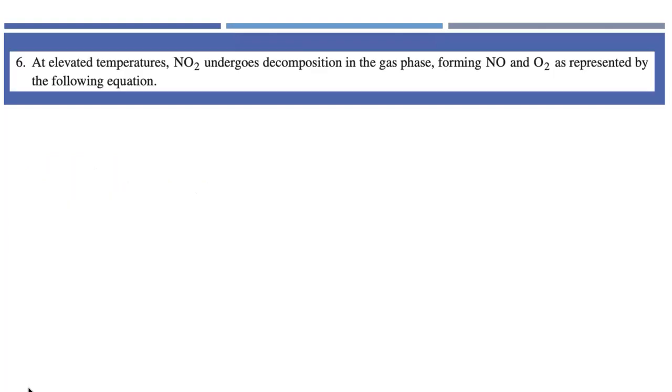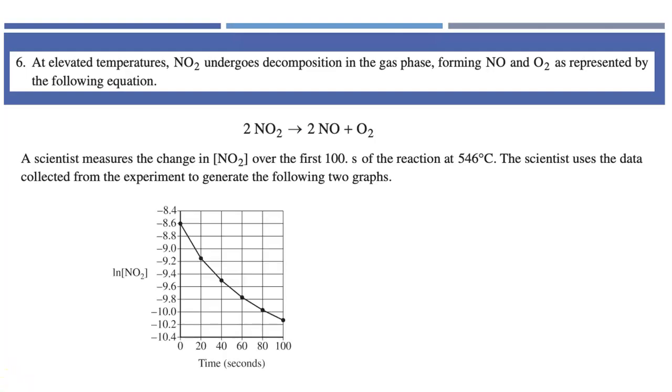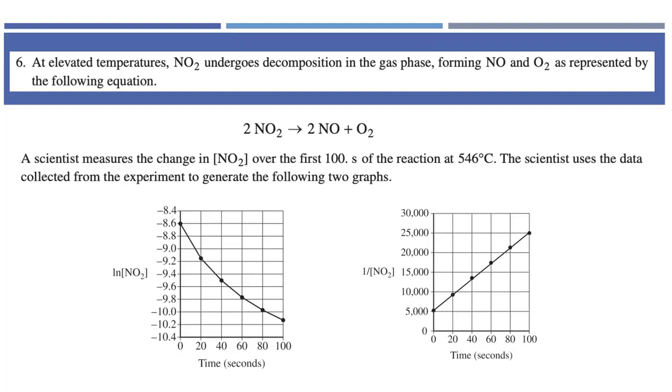At elevated temperatures, nitrogen dioxide undergoes decomposition in the gas phase, forming nitrogen monoxide and oxygen gas as represented by this equation. A scientist measures the change in the molarity of the nitrogen dioxide gas over the first 100 seconds of the reaction at 546 degrees Celsius. The scientist uses the data collected from the experiment to generate the following 2 graphs. So here's graph 1, here's graph 2.